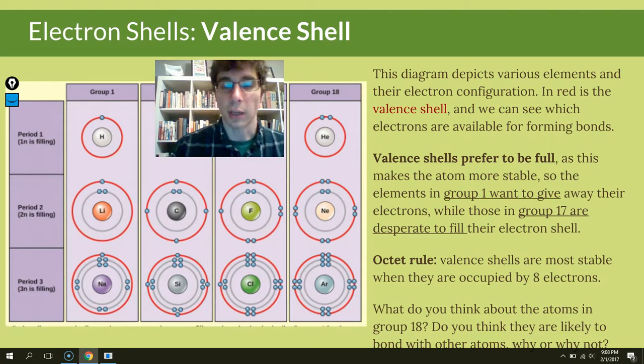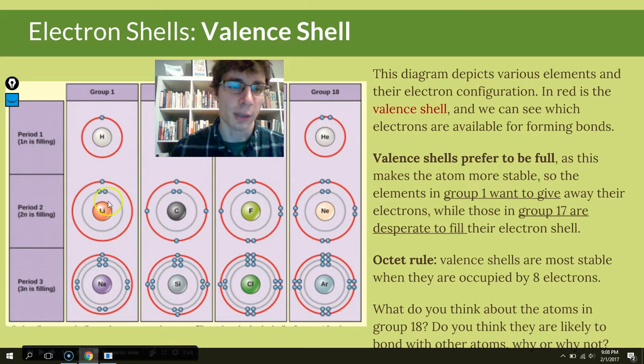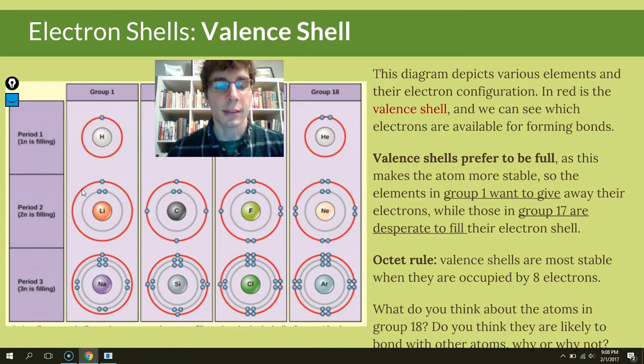So valence shells prefer to be full. They're more stable when they're full. Elements in group 1 over here, hydrogen, lithium, and sodium, have just 1 electron in their valence shell. And so the shell that's underneath is already full, so it's very happy like that. And this little electron floating around outside of it, well, there's not a lot of electrical force there to hold it in. So that electron is actually going to go jumping around to all sorts of different atoms that might be nearby, because it's not being held in.